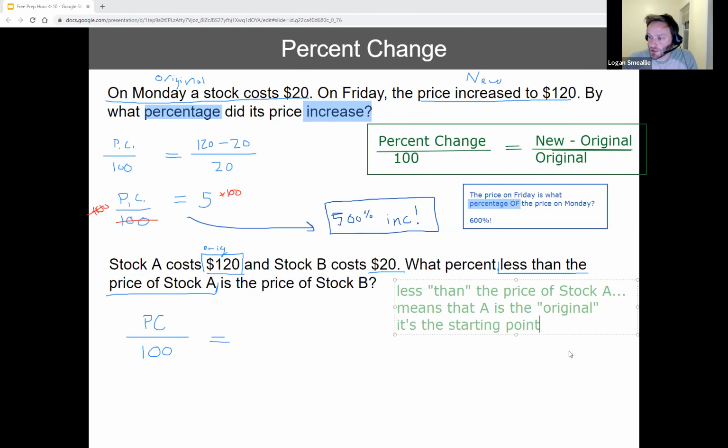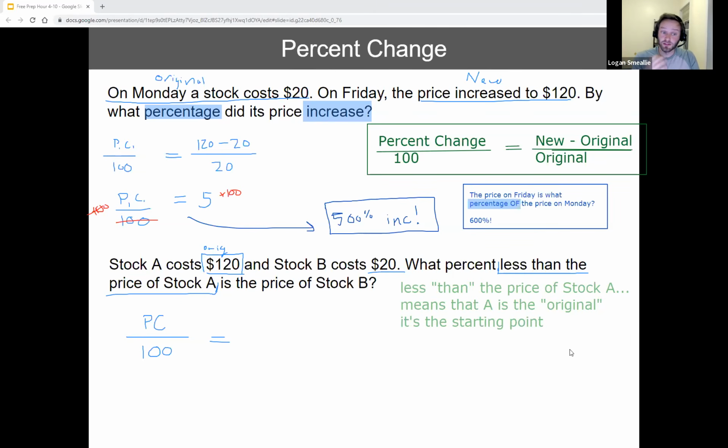So even though this is not a change over time, this is the other type of just comparing things and saying which is what percentage greater. We can still figure out the original by saying what are we less than. So our new is 20 and our original, we're comparing the 20 to 120. What percentage is it less than 120? So 120 goes there on the bottom. This time we get negative 100 over 120 equals the percent change over 100.